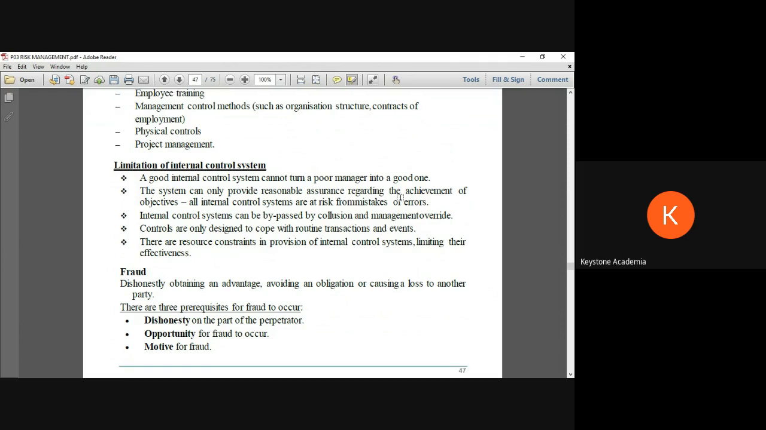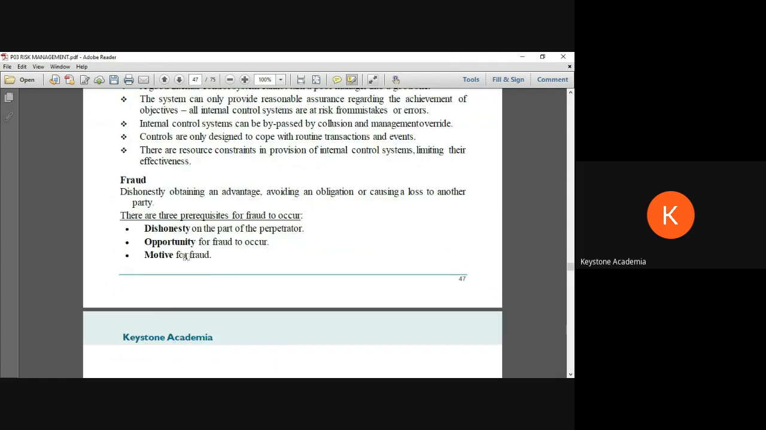Why don't we have controls for COVID? Because we never thought of that risk coming in. There are resource constraints in the provision of internal control systems, limiting their effectiveness. So resources also we have to see. If we have limited resources, obviously we have to give them to the biggest risk we are facing. Then we talk about fraud, dishonestly obtaining an advantage, avoiding an obligation. A real example I want to give: we have a CFO named Salman from the Middle East. I think Vishal has attended one class with him. That's a listed company in retail. They had a cyber attack.